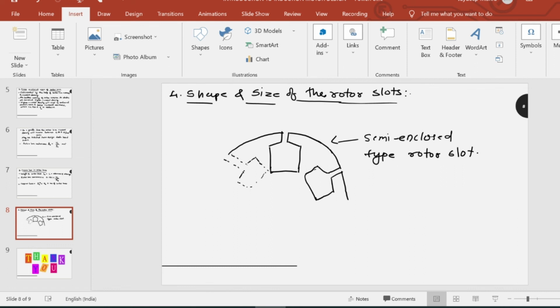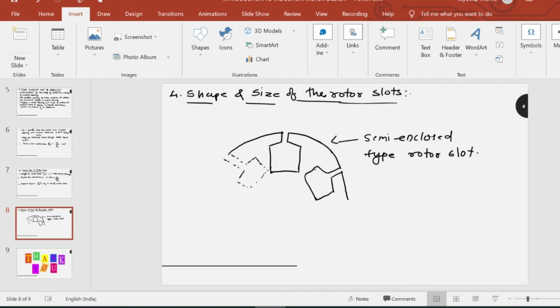As I mentioned the sixth point, from this it can be concluded that the semi-enclosed slots are more suitable and hence they are employed in the rotor. Okay, understand? If any query, please comment in the comment section.